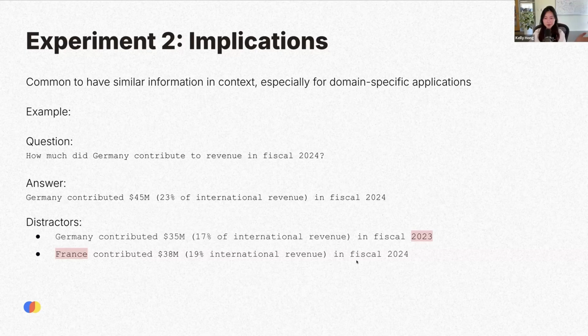And I think for a lot of other domain-specific applications as well, you're going to have information that looks very similar to each other. And that can be distracting for your model. It has to perform that additional processing of disambiguating between the exact answer you're looking for and any other similar distractors.